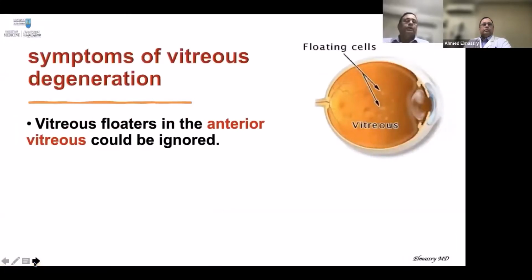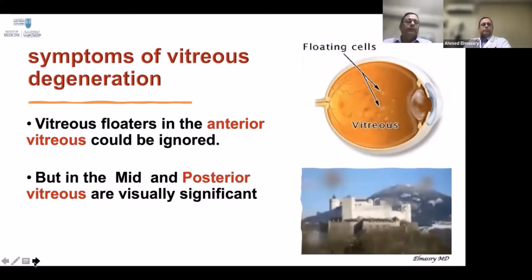Regarding the symptoms of these vitreous floaters, just to be clarified for the audience, if these floating cells float in the anterior vitreous, they could be ignored. But if they are in the mid or the posterior vitreous, they are definitely visually significant. It affects the vision of these patients, as if you are wearing glasses which are not clean, or there are black spots in front of you, and the whole image is really not good.